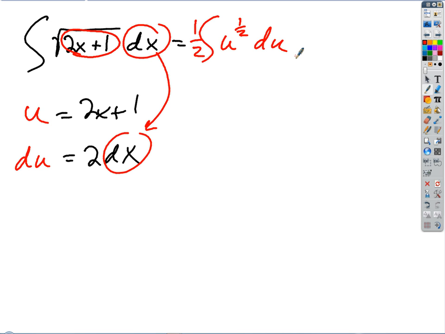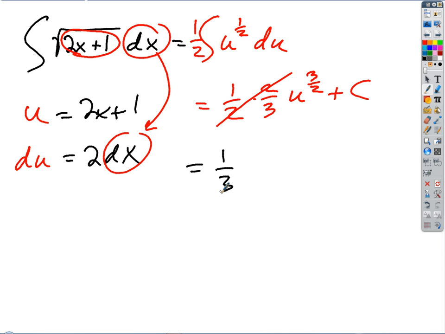Okay, so my answer then is, I'll leave the 1/2 out there, and we just did this one, right? The antiderivative, or the integral of u to the 1/2, 2/3 u to the 3/2 plus c. So 1/3, and in this case I've got the quantity 2x plus 1 to the 3/2 plus c, right?